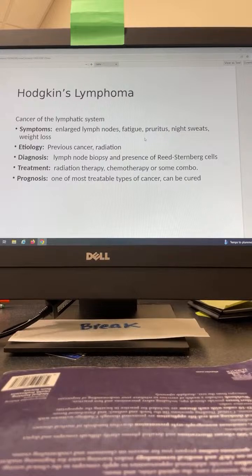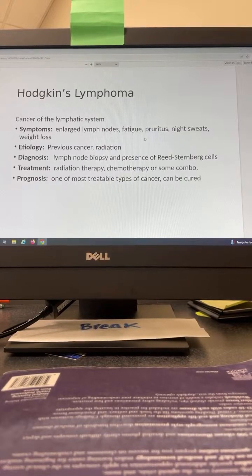What is it called when cancer starts somewhere else and then travels and goes somewhere to a new location? Metastasis, right? So typically someone had a different type of cancer. It metastasized to the lymphatic system. How they diagnose this is they'll do a lymph node biopsy. So, inserting a needle, pulling out some cells and seeing if they're cancerous or not.